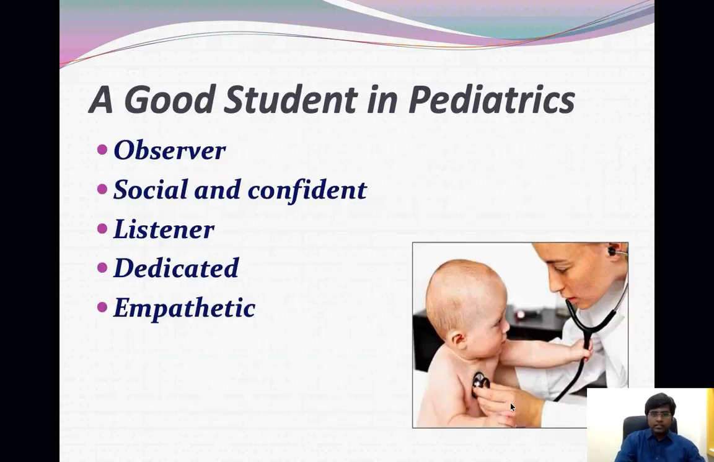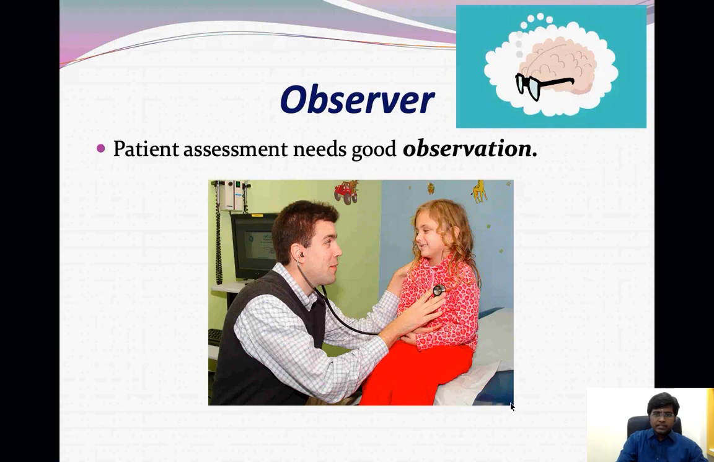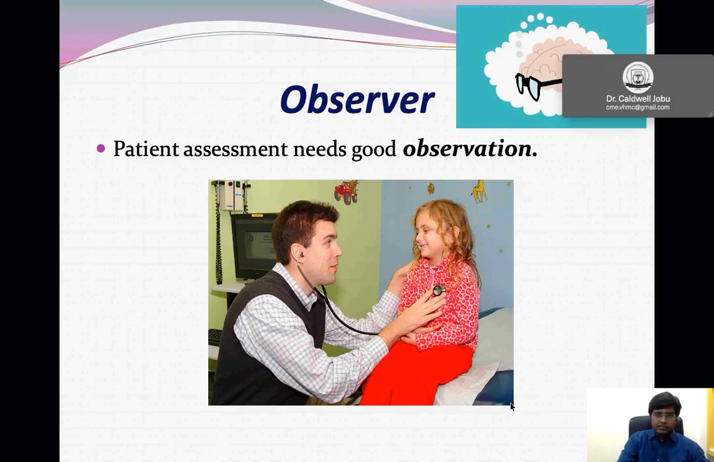So what is required of a good student for the practice of pediatrics? A medical student should be a good observer, and he should be social and confident. He should be a good listener, dedicated and empathetic from the patient's point of view. Once a child enters the office practice or the hospital setting, we should start observing the child. Each and every movement of the child, right from the entry, the gait, the laugh.